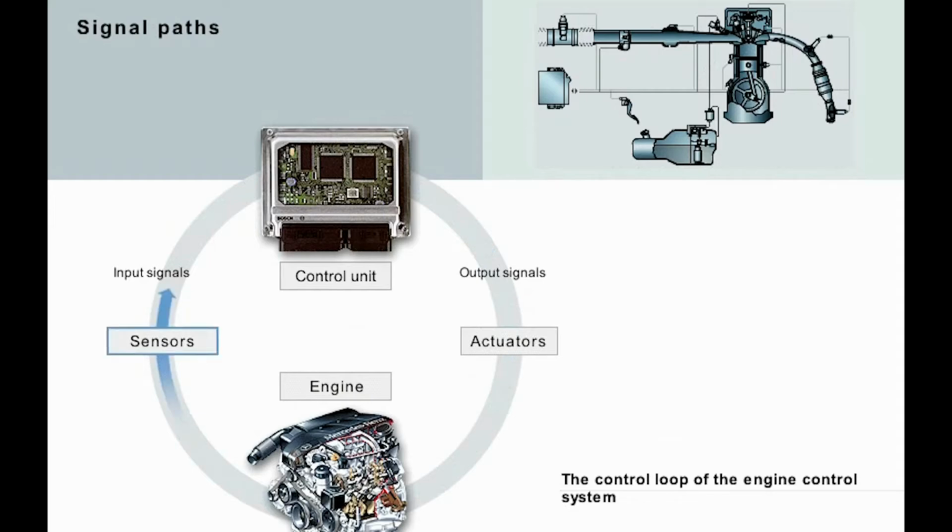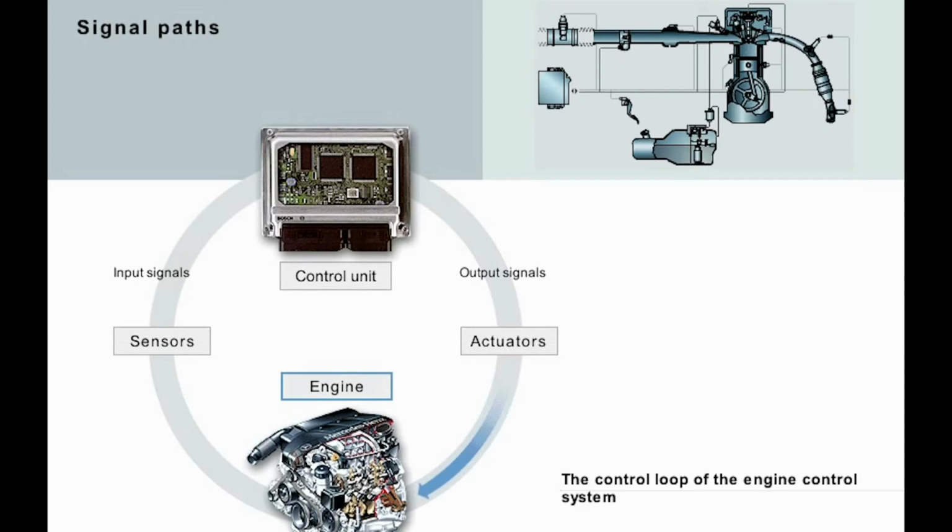Sensors record the operating conditions, for example, the temperature of the air drawn in by the engine, and then pass on a corresponding input signal. The input signal is entered into the control unit along with the input signals of all the other sensors. The control unit calculates the output signals for the engine control actuators.